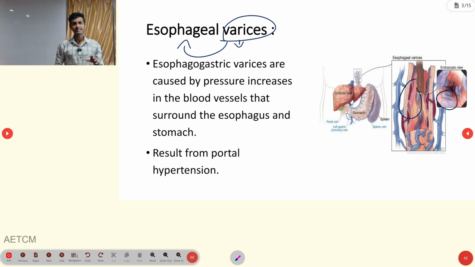How can we easily remember it? If you remember varicose veins, there we can visibly see the enlargement of the vein, right? The same thing, if you are doing endoscopy, we can see the same enlargement of veins in esophageal varices. It mostly results from portal hypertension.